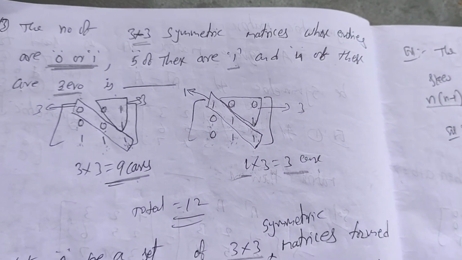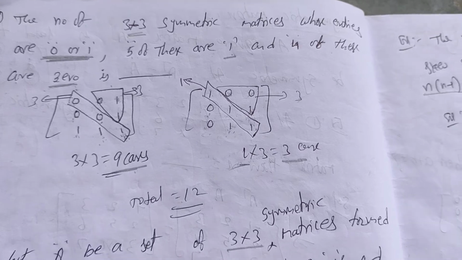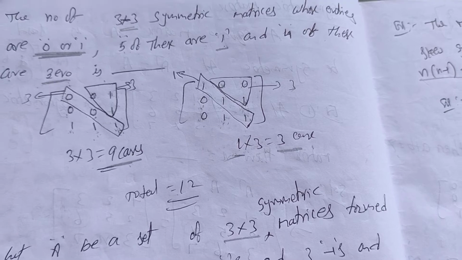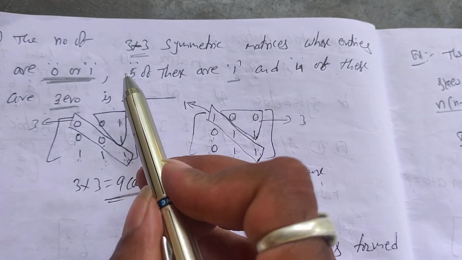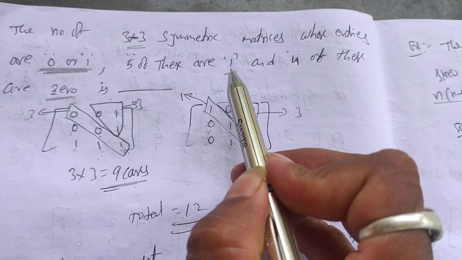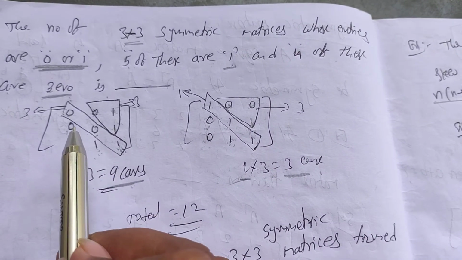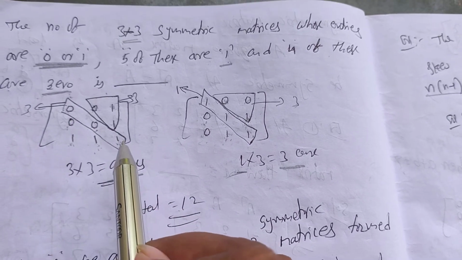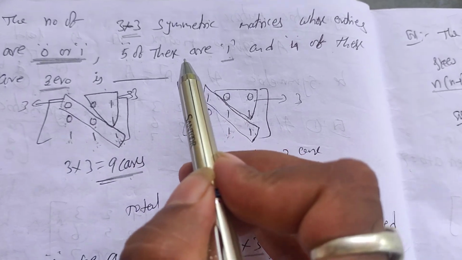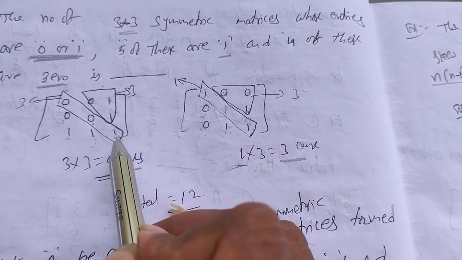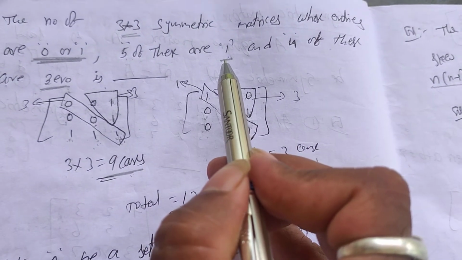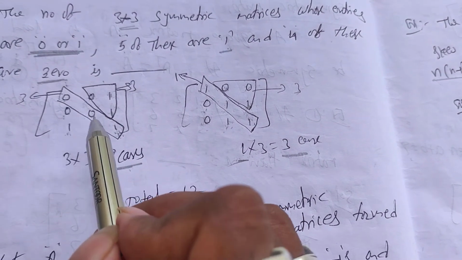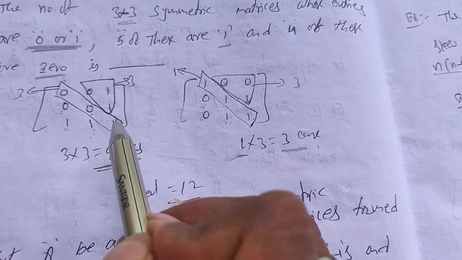So to get the symmetric matrix, first you just fill the diagonal elements. What are the possibilities to get the diagonals? See here, 5 of these are ones. If you fill all of the diagonal elements with 1, how many more do we have? We have 3 entries in the diagonal. So if you fill these 3 blank places with 1, then remaining we have 2 ones.